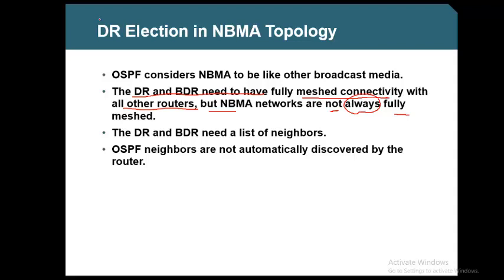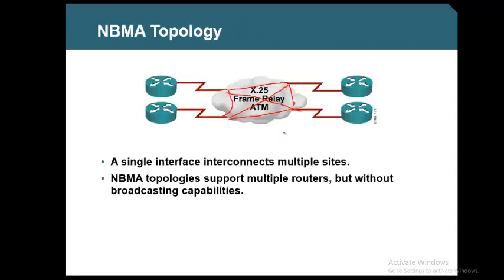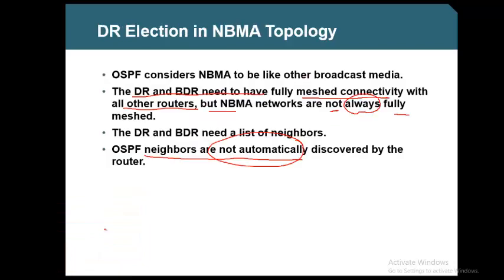And in a non-broadcast environment, because it's a non-broadcast environment, there is no multicast support. How do you discover a neighbor? By sending hello packets. What do the hello packets use? Multicast address. If multicast is not supported in this cloud, how will you send a hello packet? Not possible. So there is no dynamic neighbor discovery.